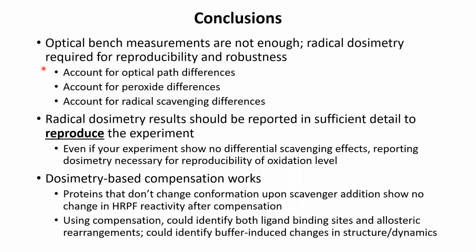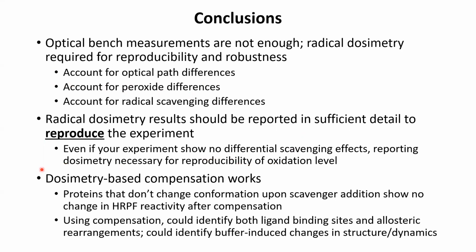So it's important that you use radical dosimetry, and it's important that you report the radical dosimetry results for your experiments in sufficient detail for others to come along and reproduce your experiment. Even if your experiment shows no differential scavenging effects between two samples, if you want someone else to be able to reproduce your results, they need to be able to reproduce your effective radical yield. And they can't do that if all you give them are your optical path measurements. You need to give them your radical dosimetry measurements.